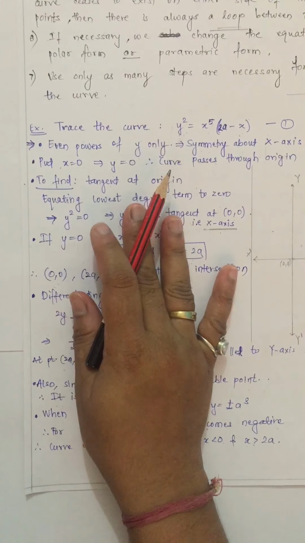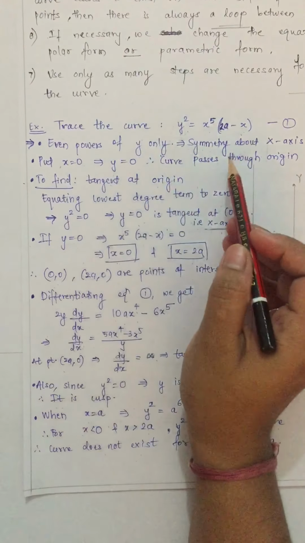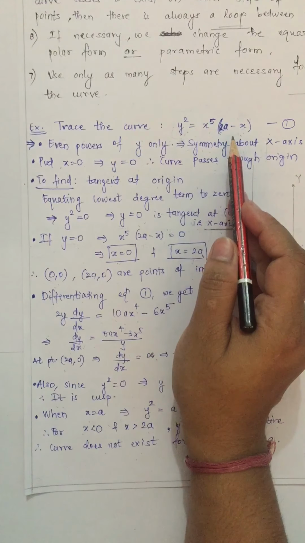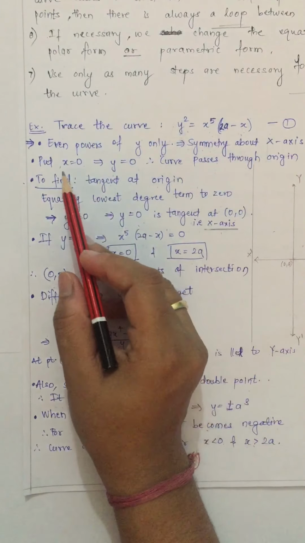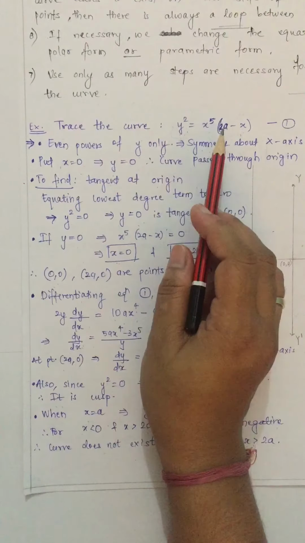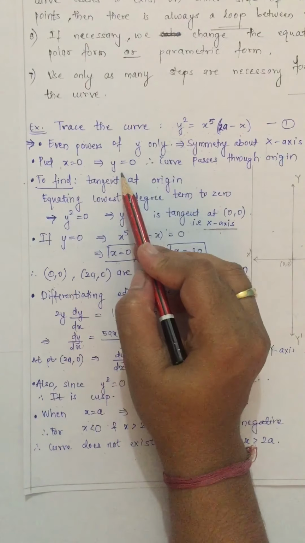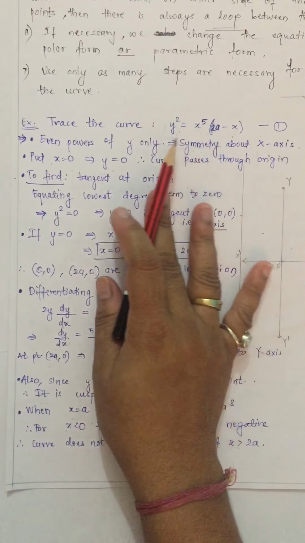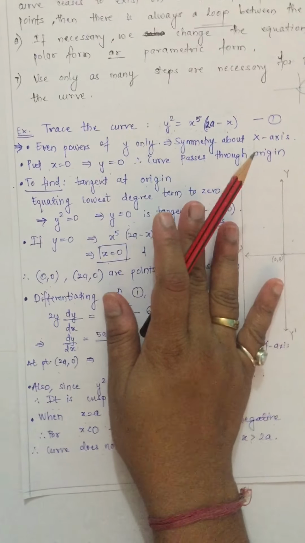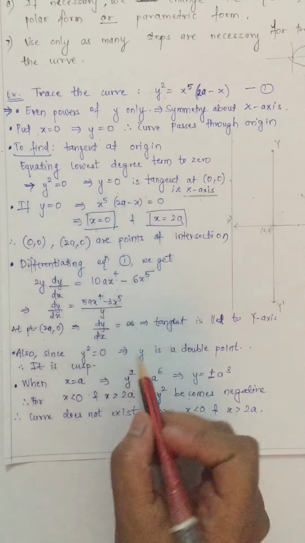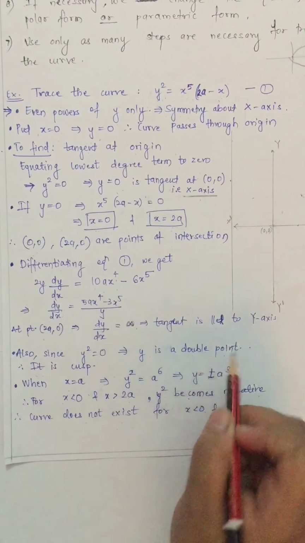Next we check the points of intersection. First we check whether the curve passes through the origin. For that, put x equal to 0. If we substitute x equal to 0, we obtain y square equal to 0, ultimately y equal to 0, and therefore we say the curve passes through the origin. Also y square equal to 0 means the origin is a double point.